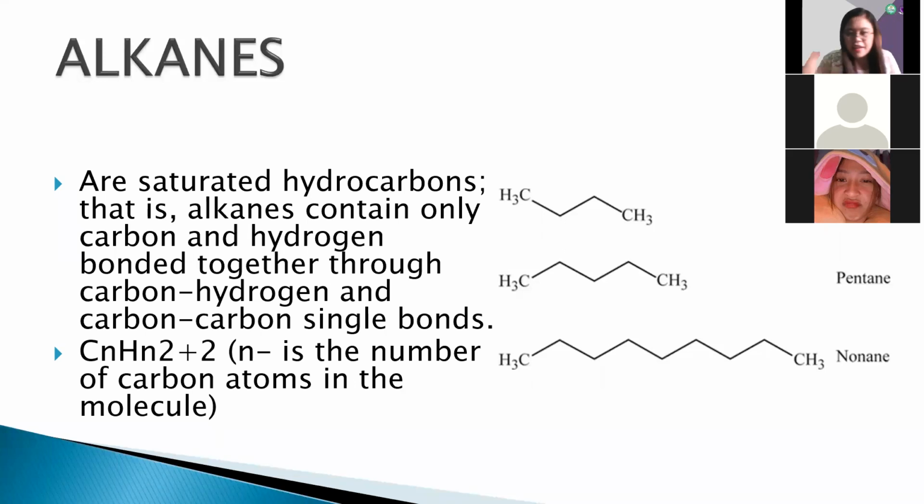None po. Okay, wala. Sige, do not forget, number 1, ulit ko para hindi niyo makalimutan, alkanes are hydrocarbons, meaning you will only see carbon and hydrogen. And then in alkanes, we only have single bonds, both for carbon to carbon and carbon to hydrogen bonding. And then number 3, our general formula for alkanes, CnH2n plus 2. N is the number of carbon.